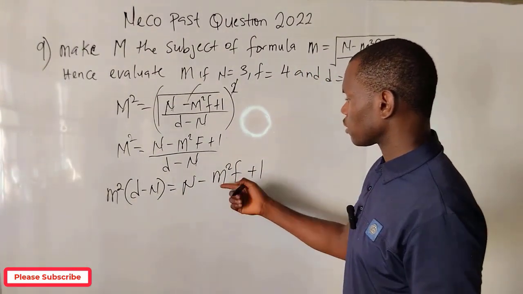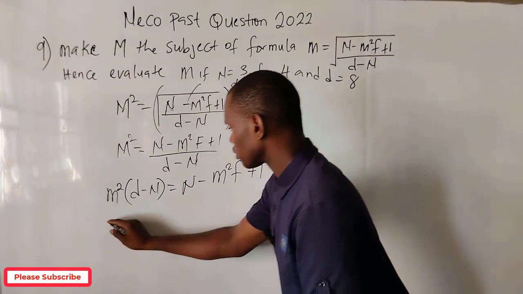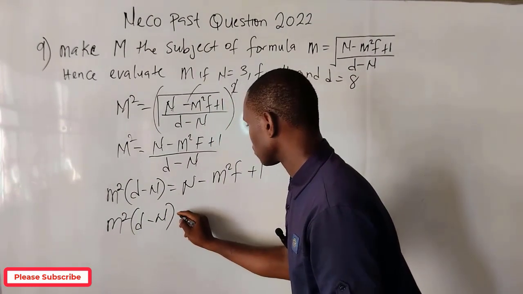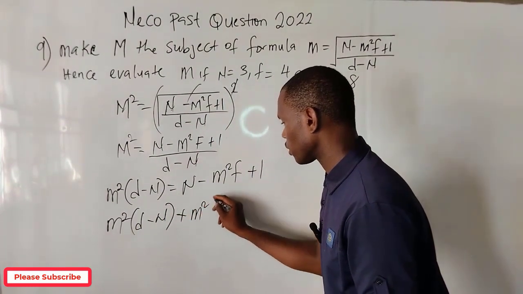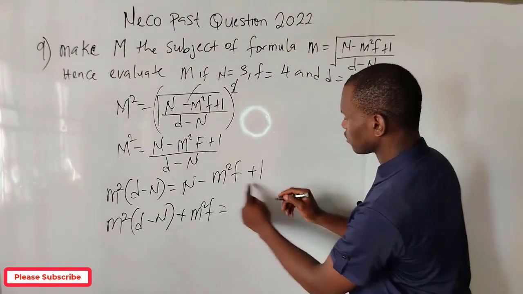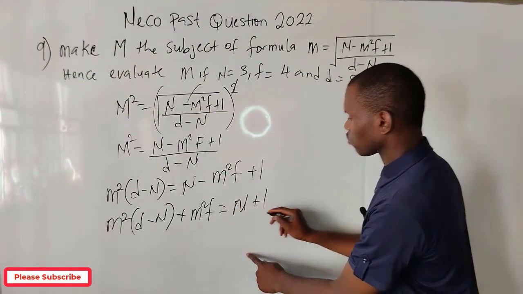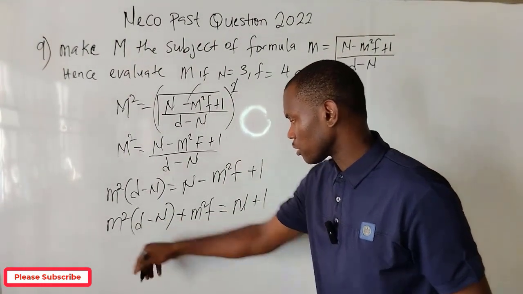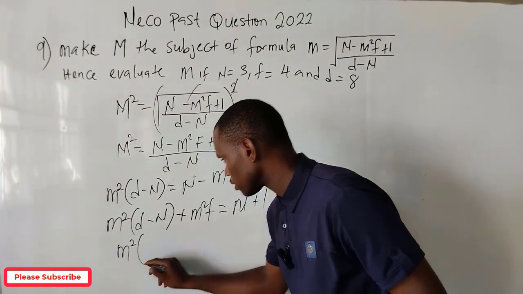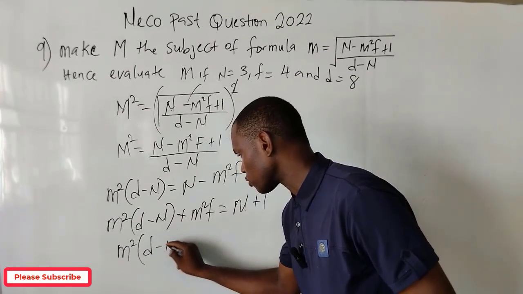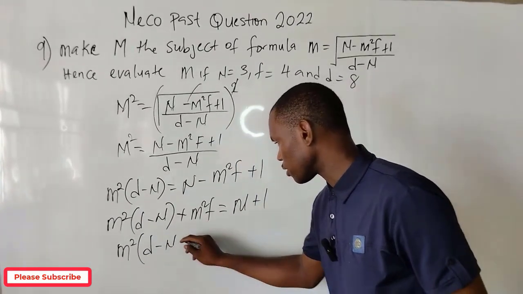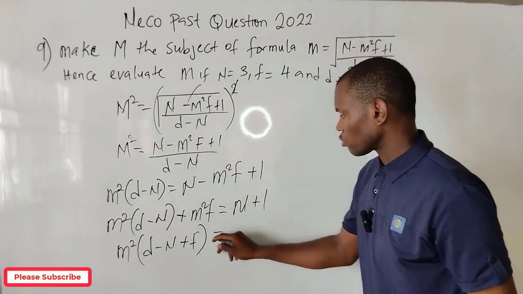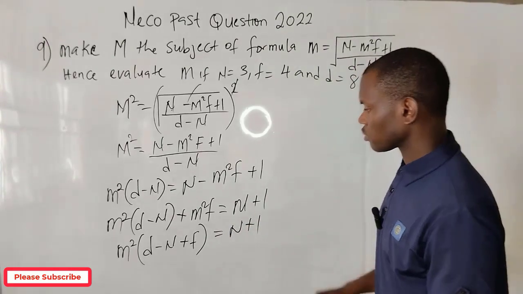So having done that, let's carry this m squared f across to meet the other side. I'll have this plus m squared f equal to, we have this and this, n plus 1. Then let's factorize. We have m squared here, we have m squared here. m squared can come outside. Then we have d minus n, and f is still here, plus f. All right, equal to n plus 1.